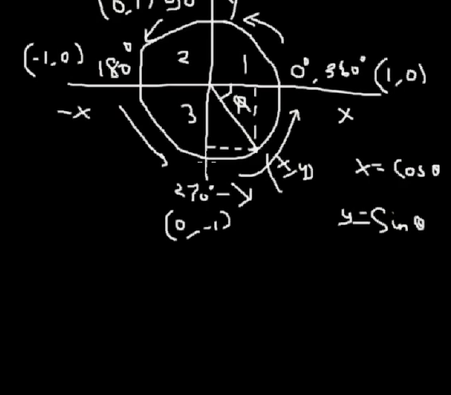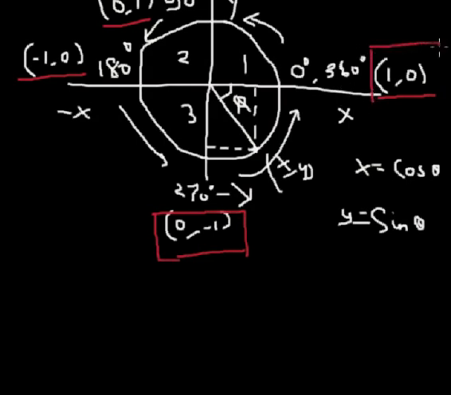So now let me underline my core values, the main values using which I'll find other values. These are my 4 values, for 0, 90, 180 and 270, and of course 360. How can I use these values to find other values?